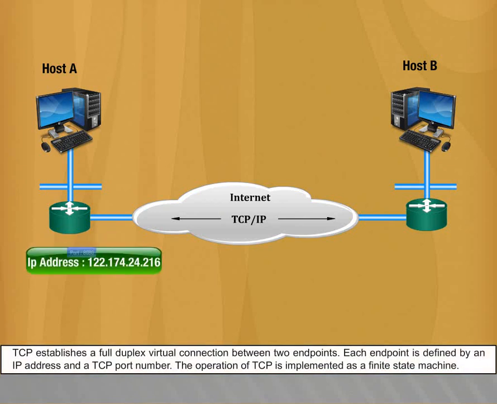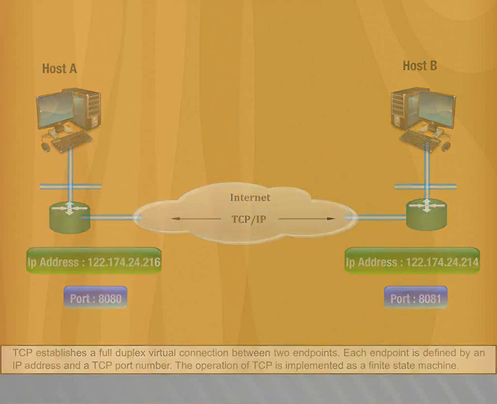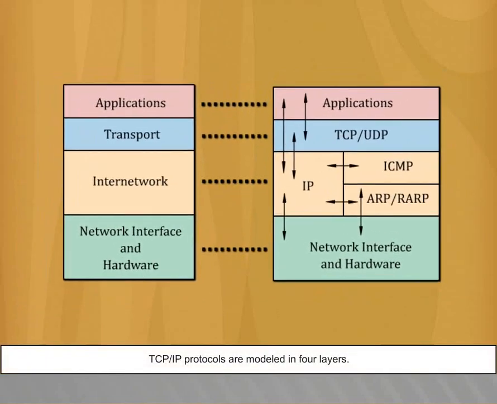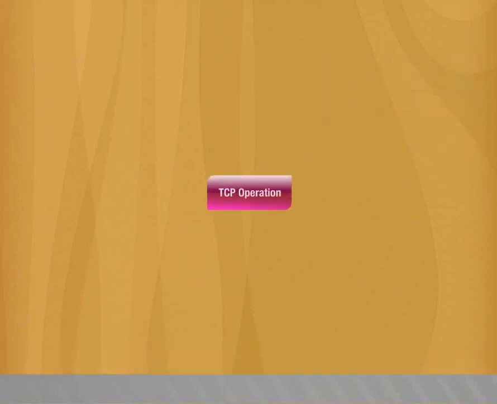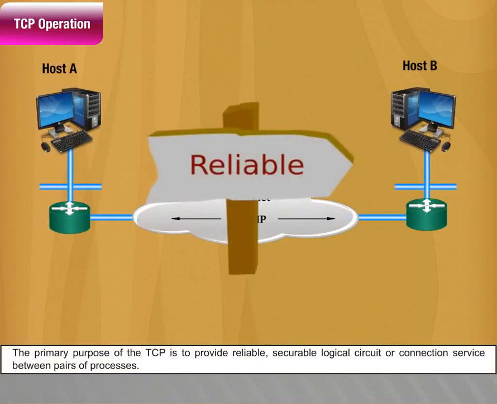TCP establishes a full duplex virtual connection between two endpoints. Each endpoint is defined by an IP address and a TCP port number. The operation of TCP is implemented as a finite state machine. TCP/IP protocols are modeled in 4 layers. TCP operation. The primary purpose of TCP is to provide a reliable, securable logical circuit or connection service between pairs of processes.